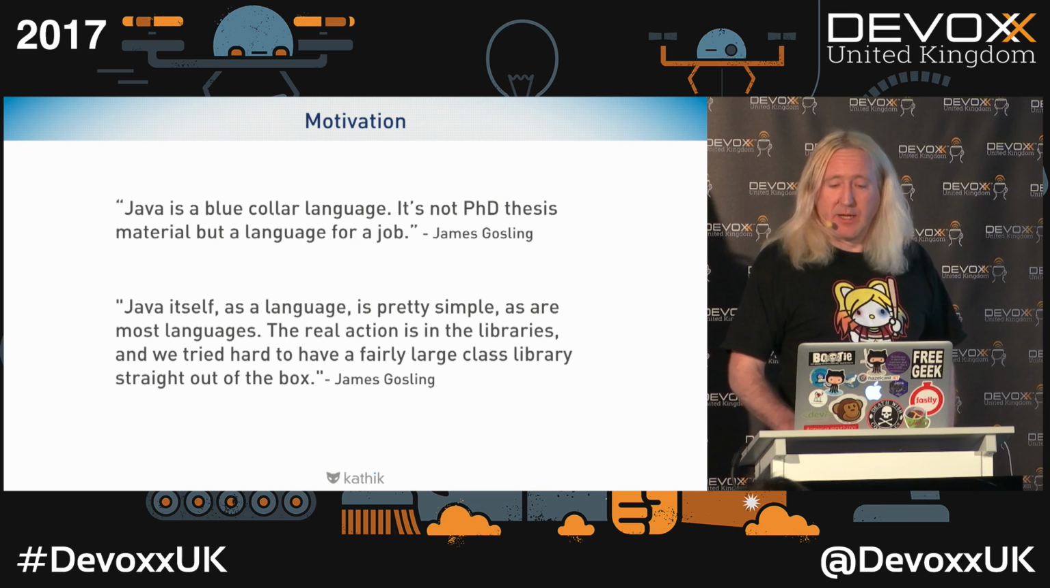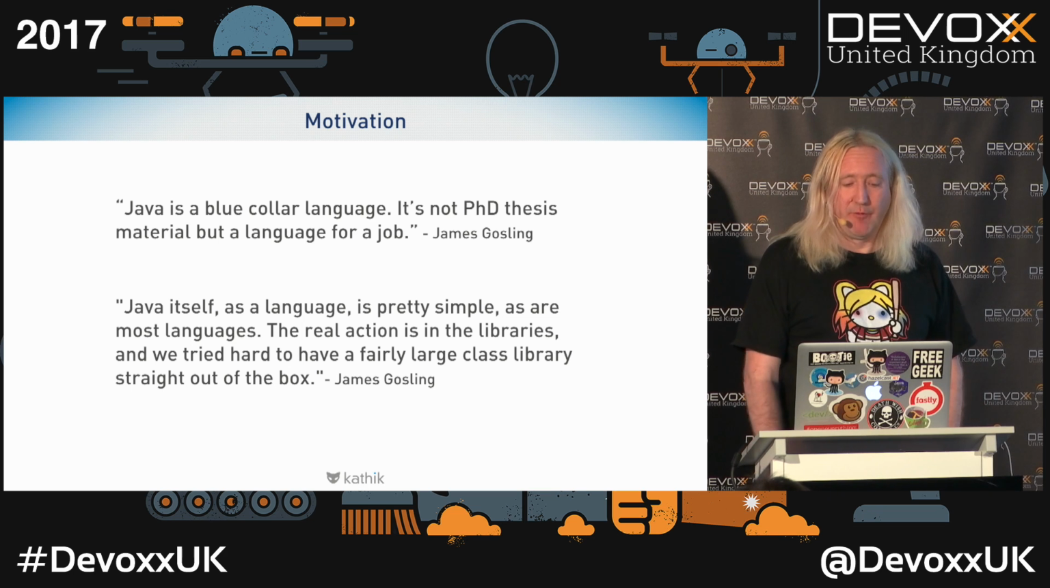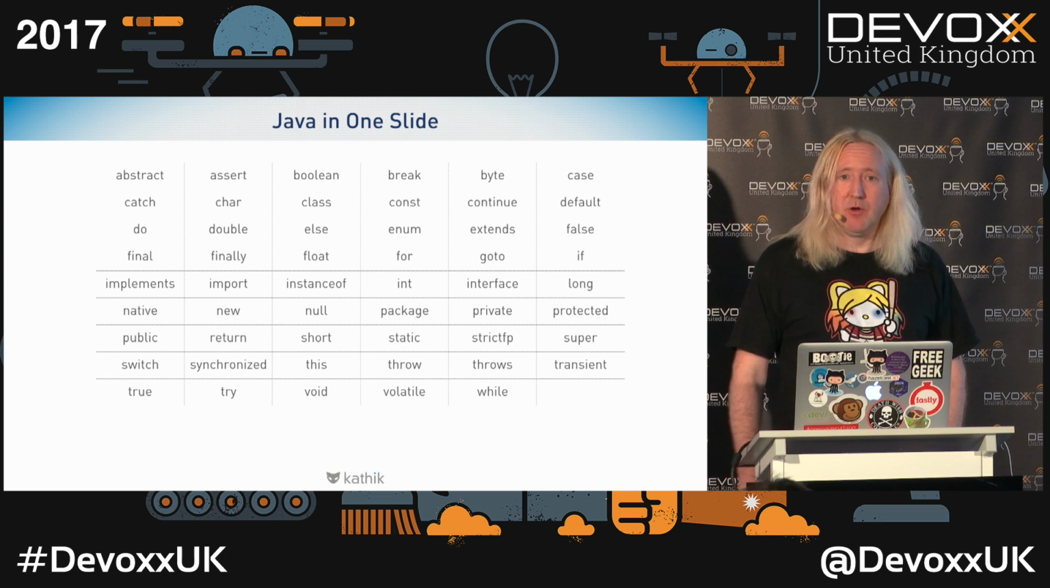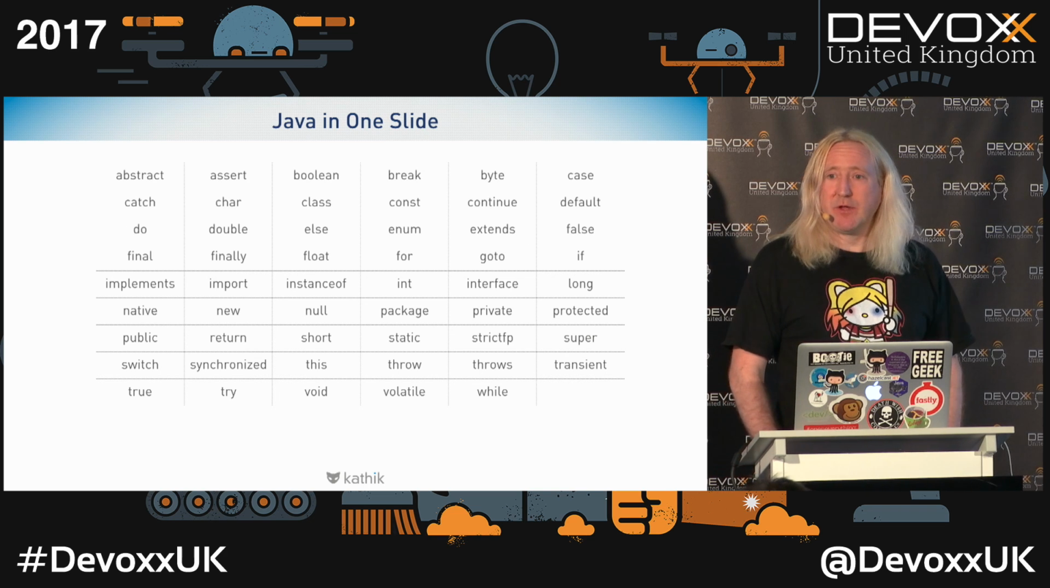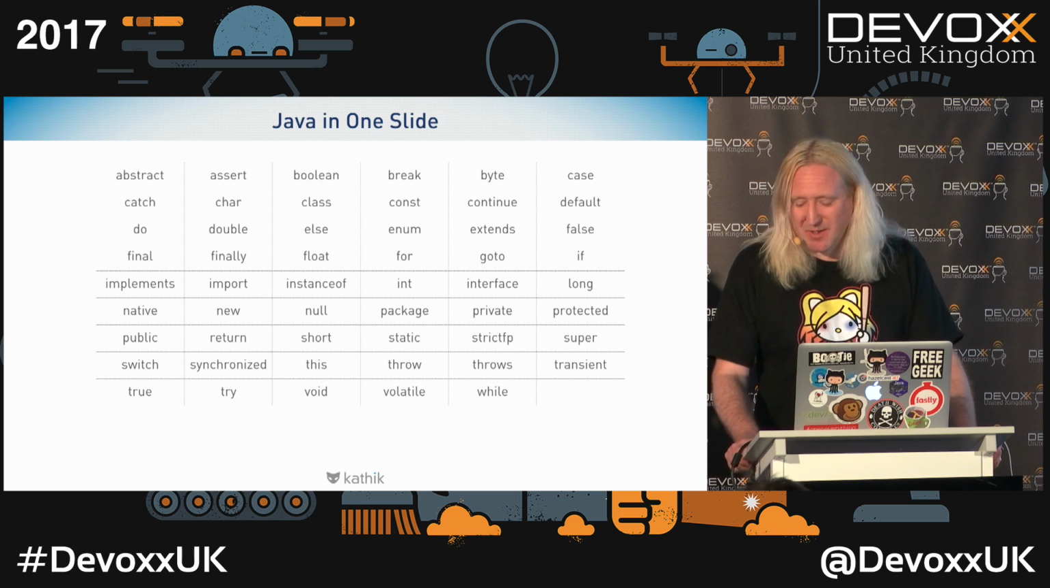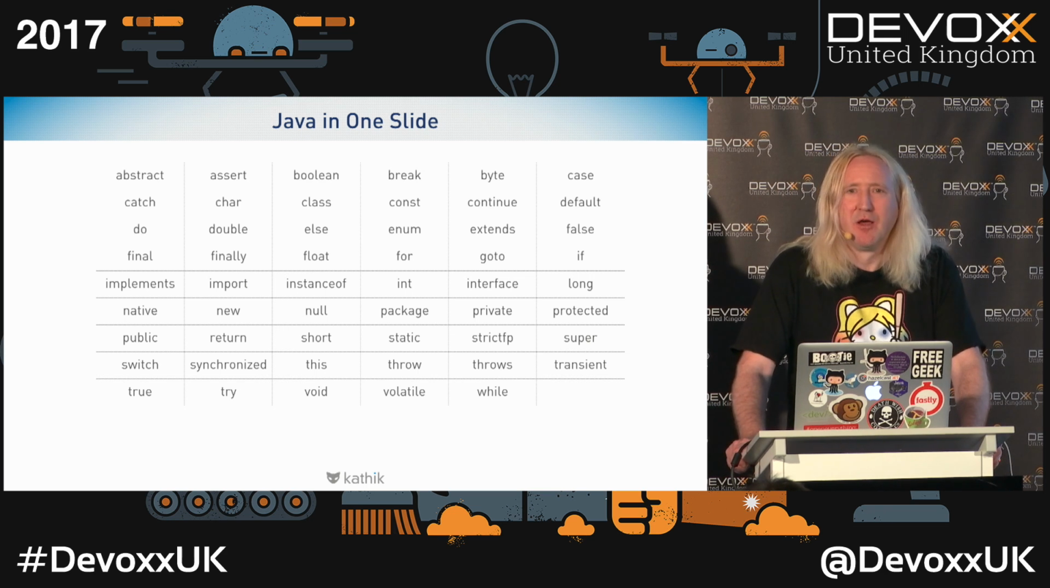Now, the second quote is really about the language itself. Java is a very simple language. In fact, here it all is. 53 keywords, no more.